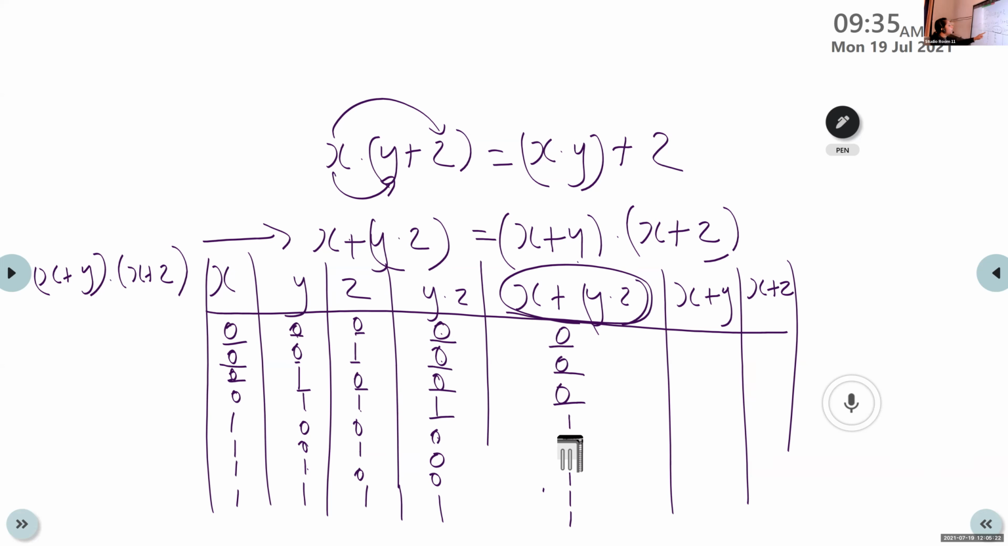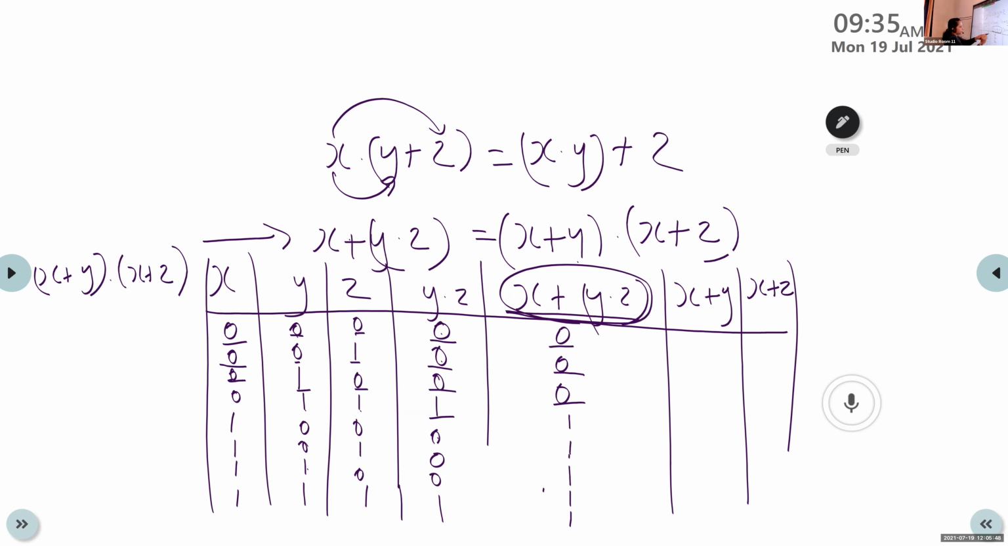So here y dot z is 0 into 0, 0, 0 into 1, 0, 1 into 0, 0, 1 into 1, 1, again 0 into 0, 0, and the last one is 1. So y into z is 0001 0001. That is y into z. After that, we have to find out x plus y dot z. What is x plus y dot z?